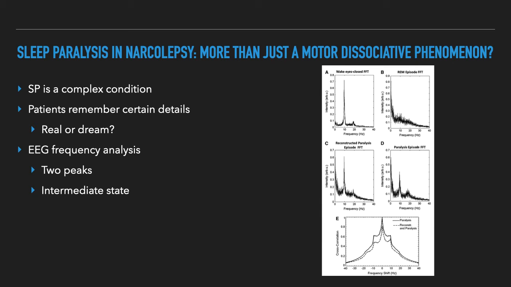Research done in 2011 shows EEG frequency analysis results that are consistent with these findings. Data revealed that during sleep paralysis, there are two spikes in neuronal activity. One occurs at the 9.5 Hz range, which is consistent with the peak range during wakefulness, and the other occurs at the 17 to 18.5 Hz range, which is consistent with the peak activity during REM sleep. The neurophysiological data from this study reinforced the idea that the patient is in an intermediate state of mind between wake and REM sleep during the episode.